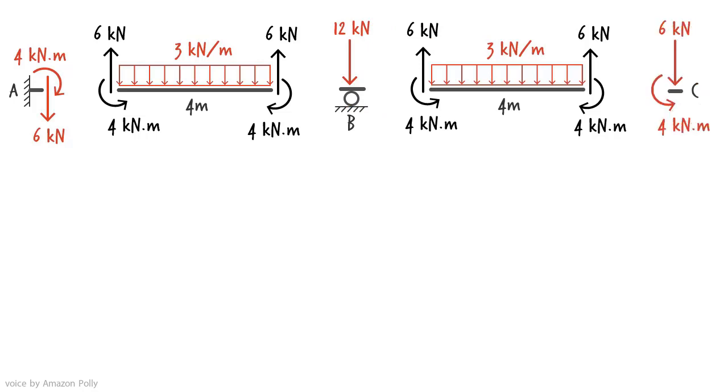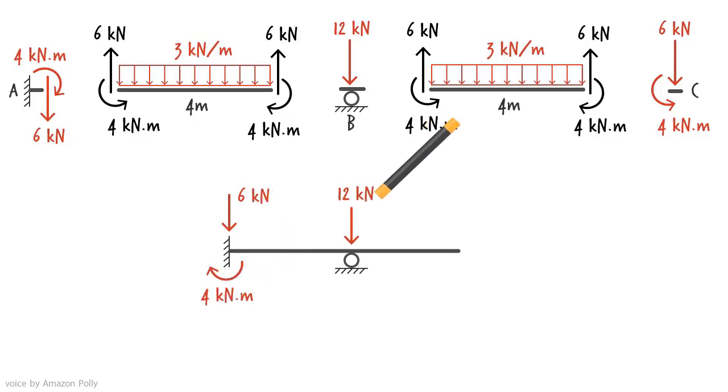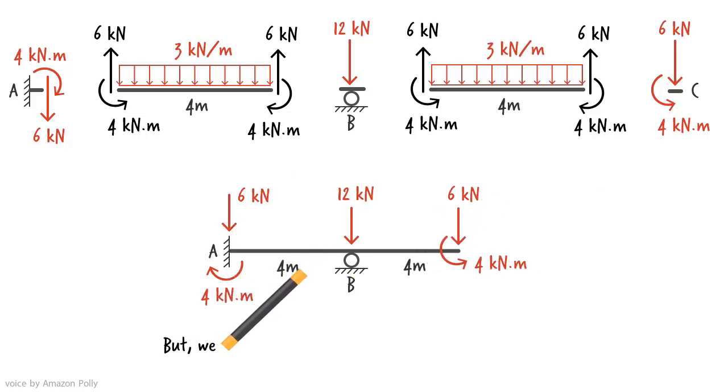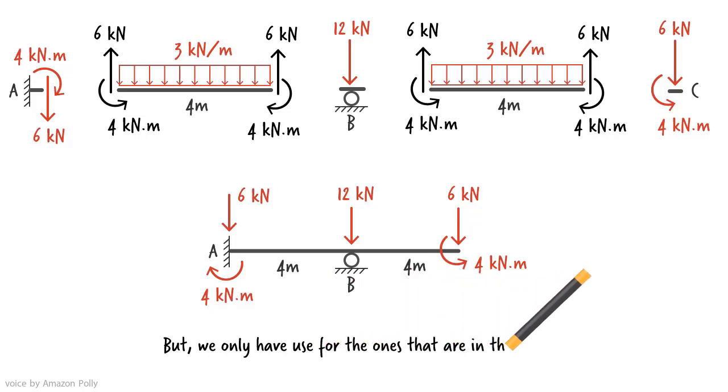Note that in joint B, there is no bending moment, since the moments at the ends of the two beam segments cancel each other out. So, we get these equivalent joint loads. But, we are not going to use all of them. We use the ones associated with the degrees of freedom of the system.